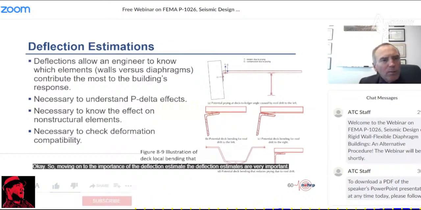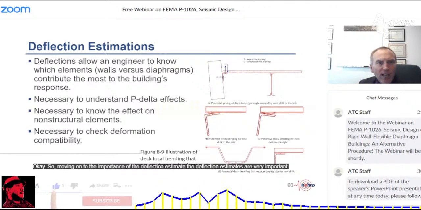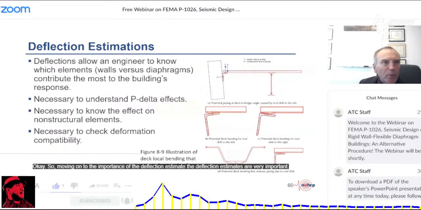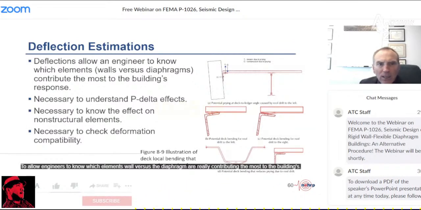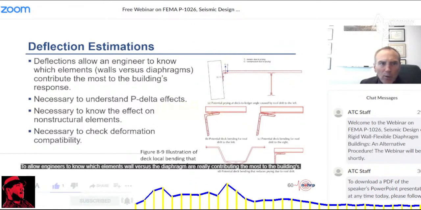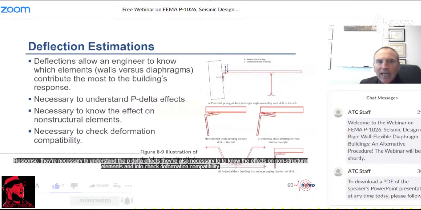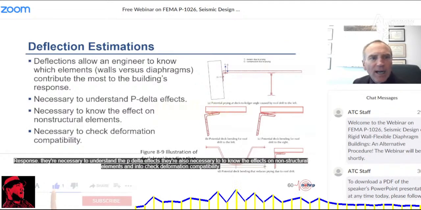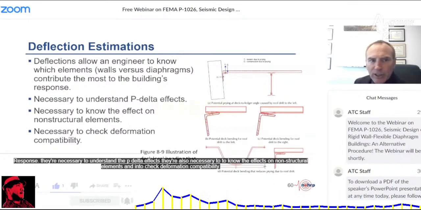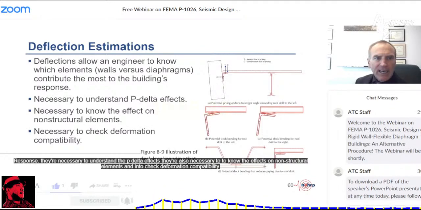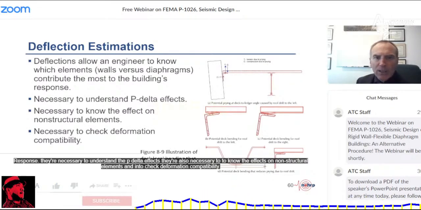Okay, so moving on to the importance of the deflection estimate. The deflection estimates are very important to allow engineers to know which elements, wall versus the diaphragm, are really contributing the most to the building's response. They're necessary to understand the P delta effects. They're also necessary to know the effects on non-structural elements and to check deformation compatibility.